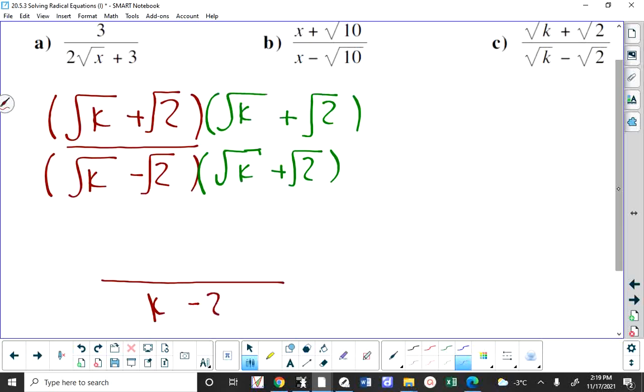On the top, we have to actually FOIL this out. So I'm going to get the first, which is root k times root k, which is only k. My outer is root k times 2. I would probably write it as root 2k. My inner is also going to be a root 2k. And my last is plus 2, because root 2 times root 2 is 2.